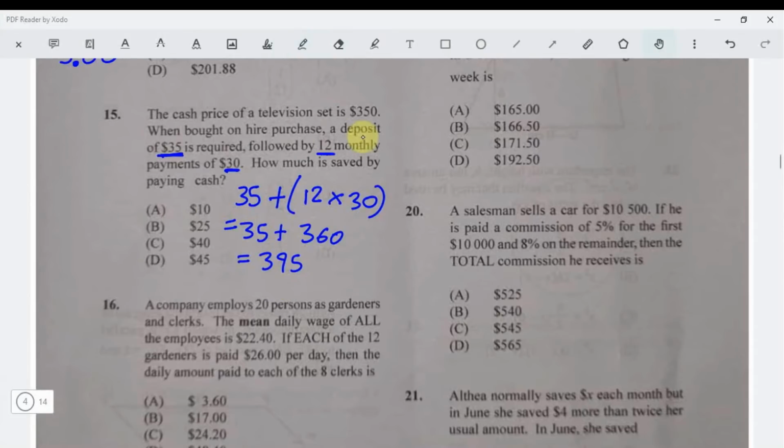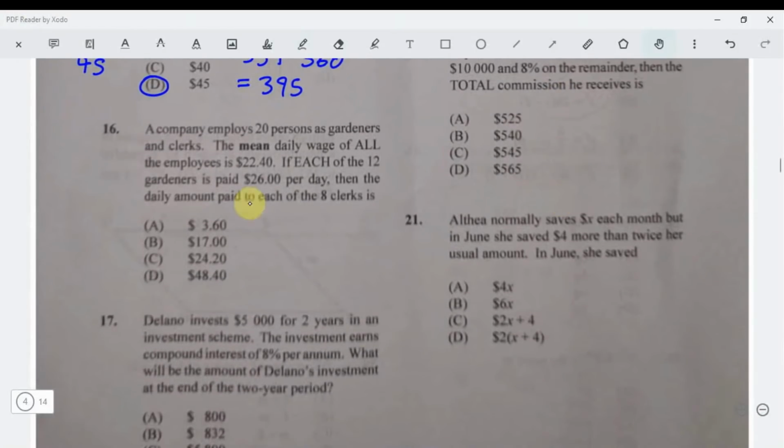So how much you'd save if you pay straight cash, so this is savings now. Savings would be 395 minus 350. That's $45. So literally they're telling you don't buy anything on higher purchase, just buy it with straight cash.